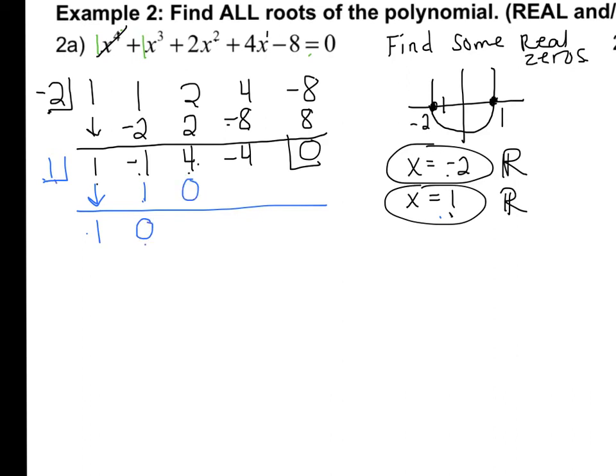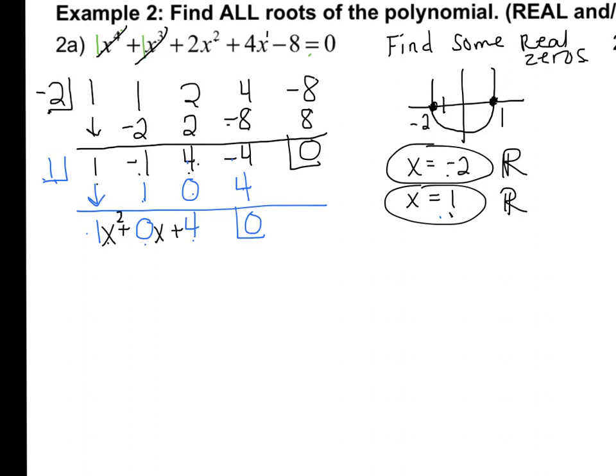1 times 0 is 0. 4 plus 0 is 4. 1 times 4 is 4, and negative 4 plus 4 is 0. And of course it was 0 because we knew that 1 was a root. So now that we have done synthetic substitution again, we can cross off x to the third. These coefficients are going to go with x to the second, x, and then no x.